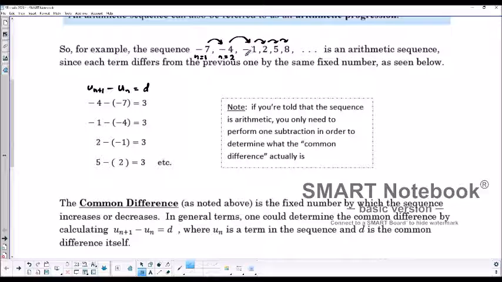We go on to the next term, which is n equals 3, which is term 2 plus 1. So we get -1 minus -4, which is term 3 minus term 2, and we get 3 again. Do the same thing again with term 4: 2 minus -1 is positive 3, etc. If we're told it's arithmetic, then you only have to do one calculation to get your d value. If you're unsure if it's arithmetic or not, then you have to go through a couple just to make sure that it follows that pattern.